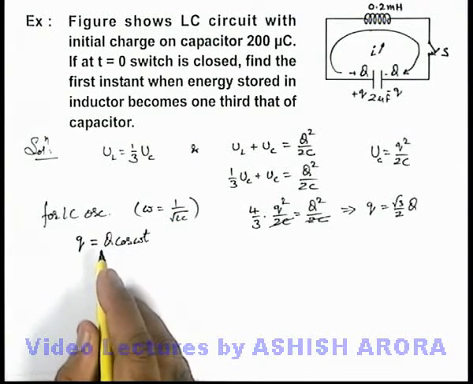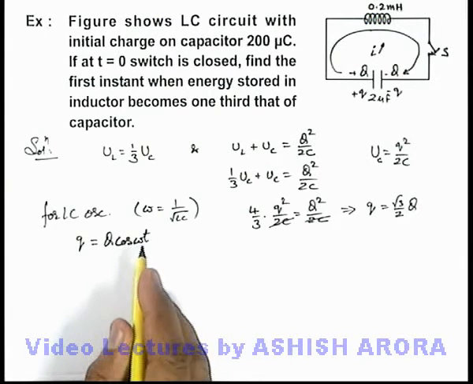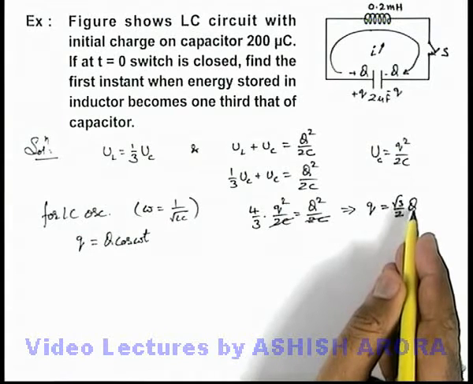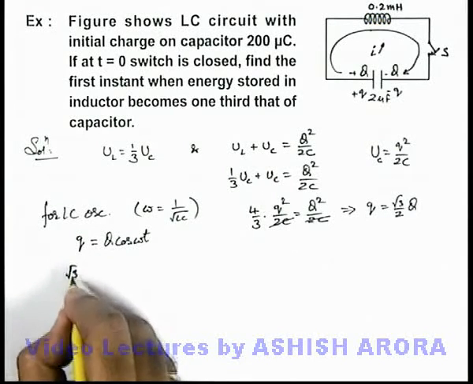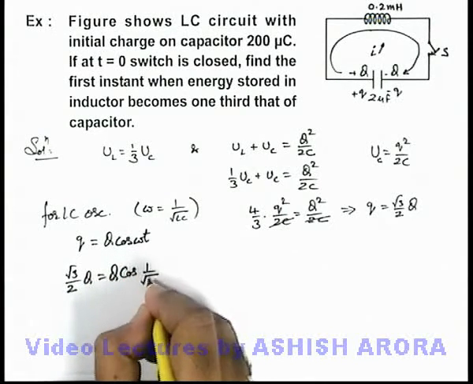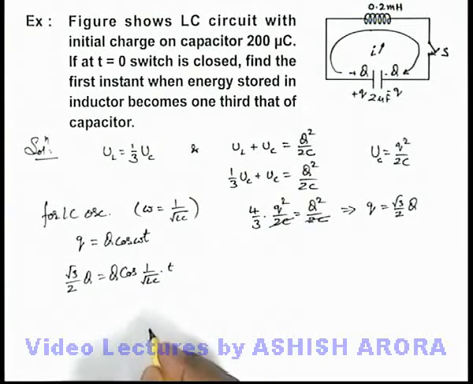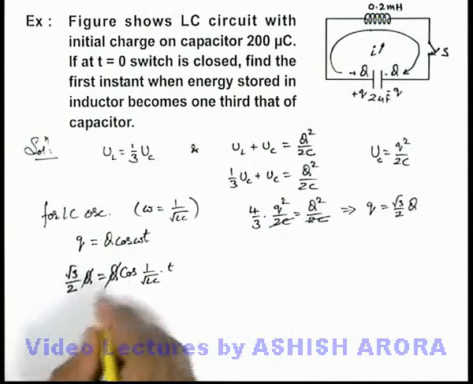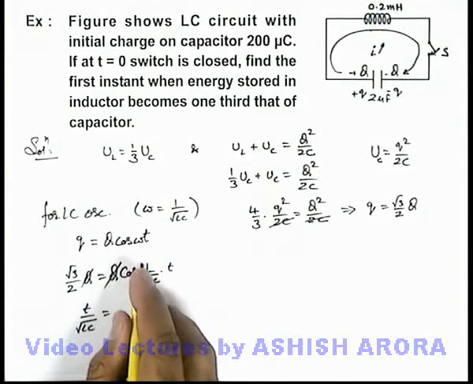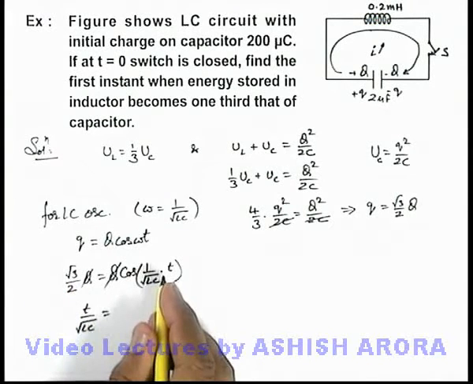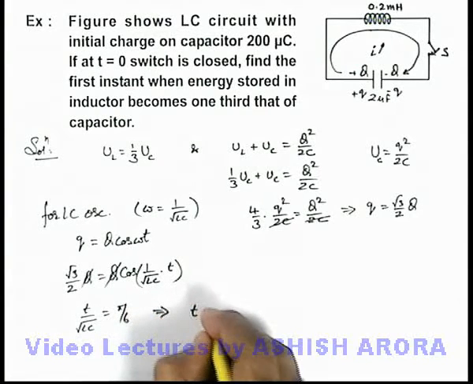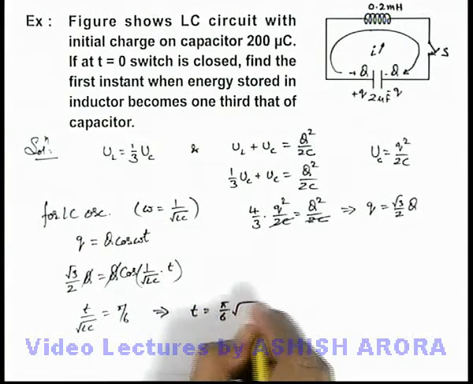Now in this situation we need to find the first instant when the charge in the capacitor becomes root 3 by 2 times the total charge. If we substitute it here, you can see we are getting root 3 by 2 times Q is equal to Q cos of 1 by root LC into T. So this Q gets cancelled out and we get T by root LC is equal to theta, where cos theta is root 3 by 2 when theta is pi by 6. So T by root LC will be pi by 6. This implies the time when it will happen is pi by 6 times root LC.